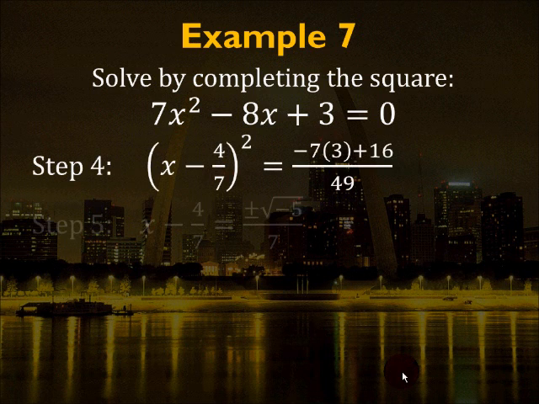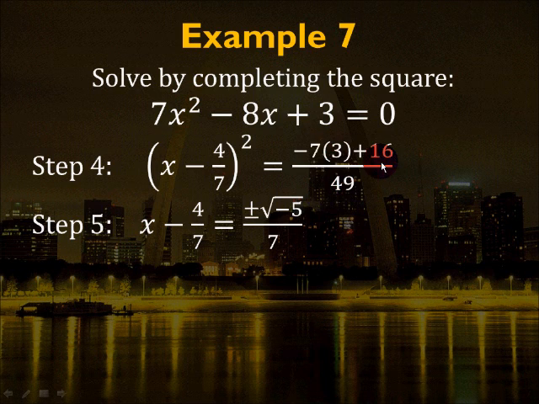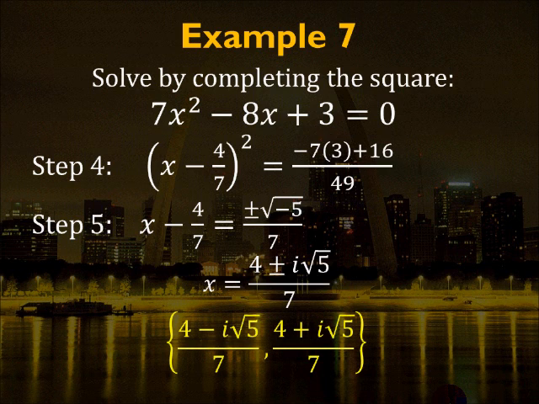And if you simplify that, you get x minus 4 over 7 equals plus or minus the square root of negative 5 over 7. This is negative 21 plus 16, or negative 5. Square root of 49 is 7, and the square root of negative 5 is up there. Now you add 4/7 to both sides to get your answer: 4 plus or minus i root 5 all over 7, and write your answer as a solution set.